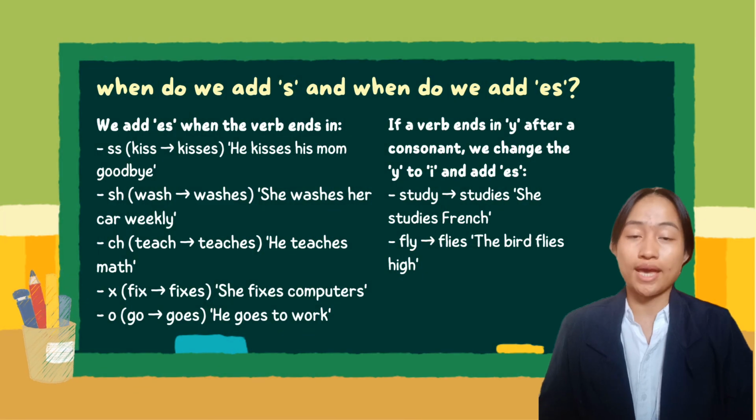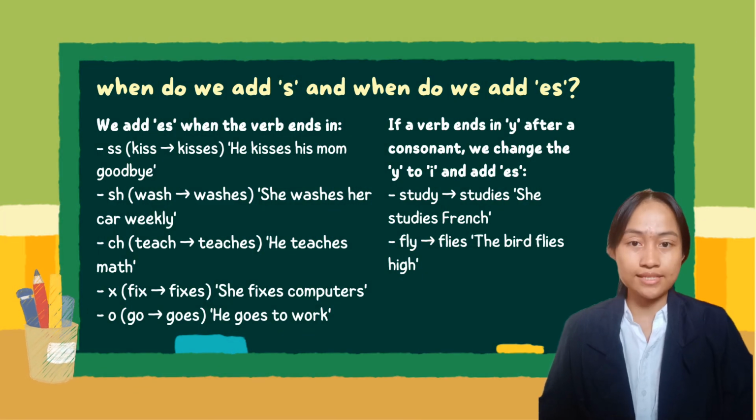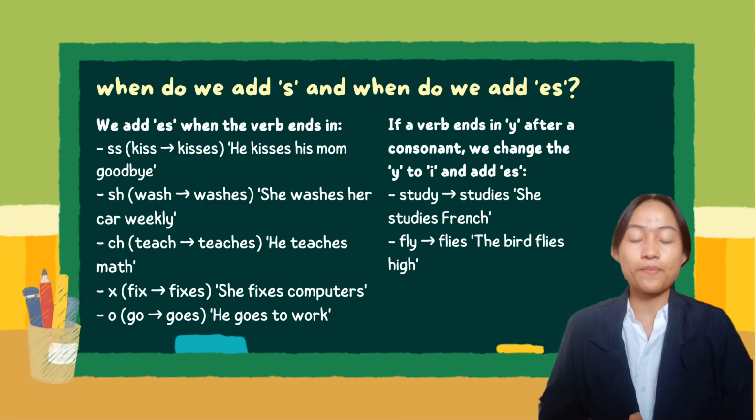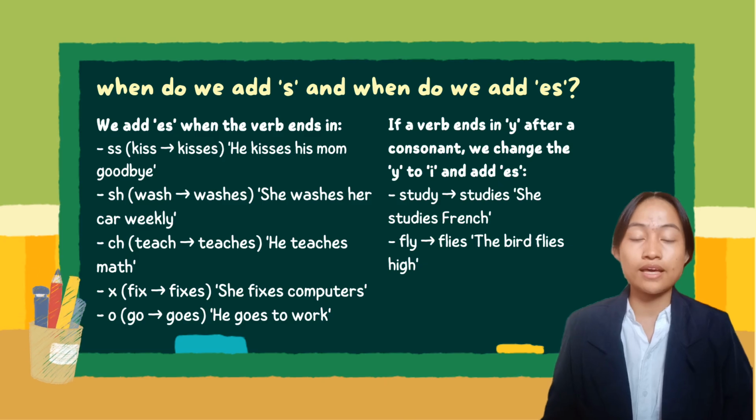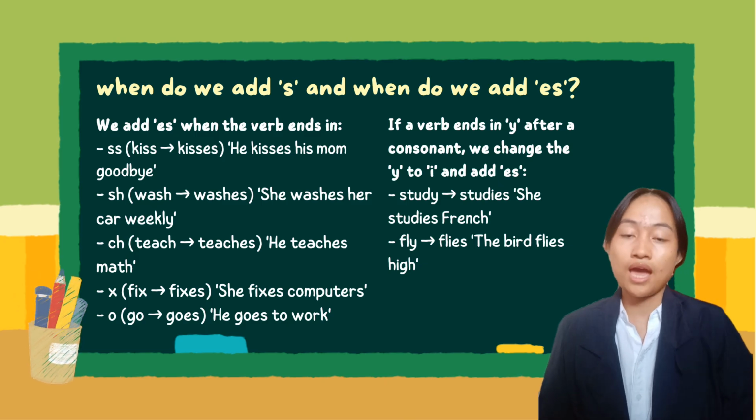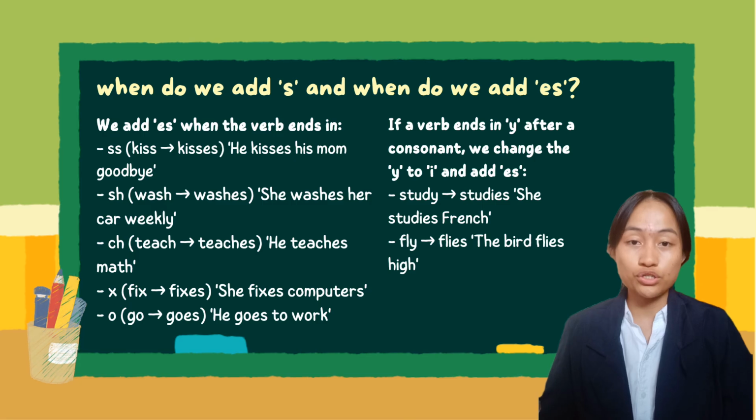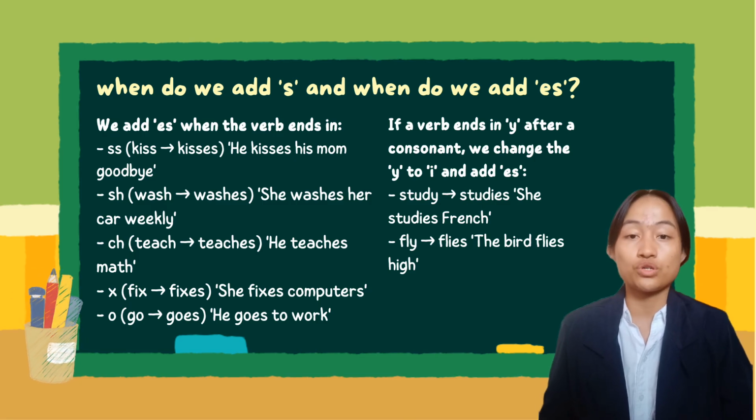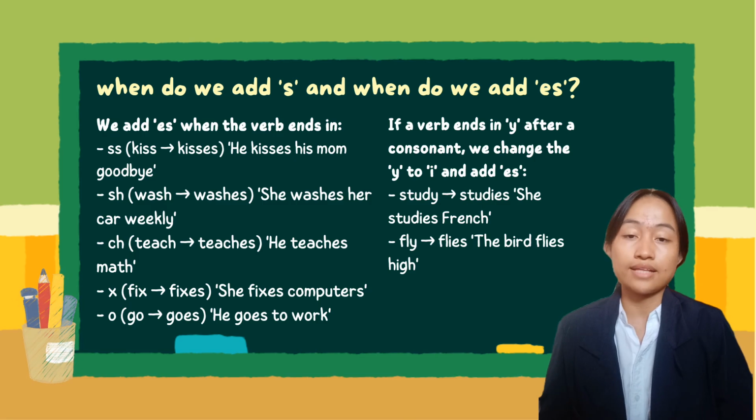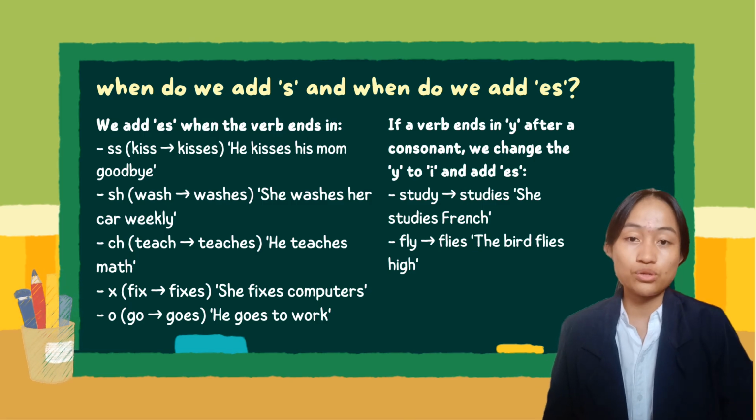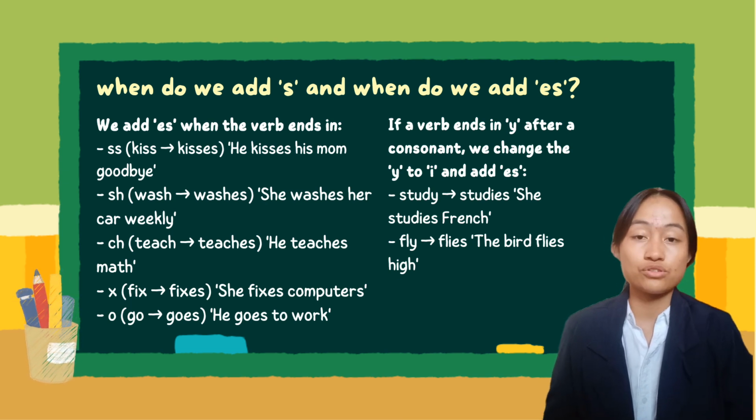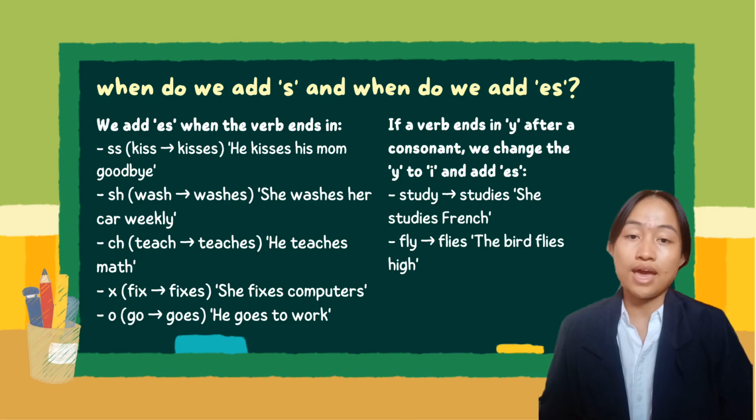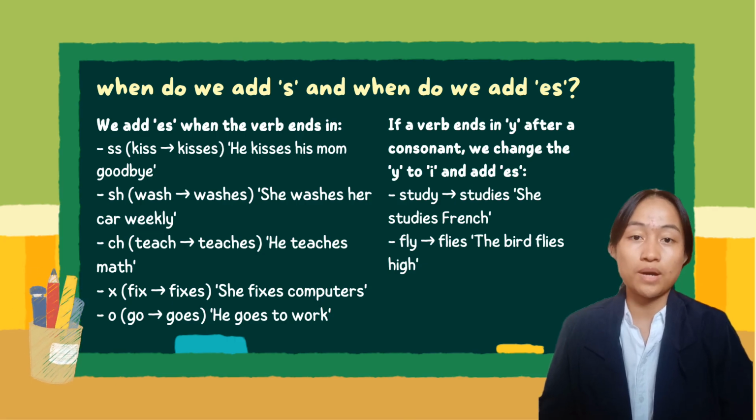But when do we add s and when do we add es? We add es when the verb ends in ss. For example, kiss becomes kisses. He kisses his mom goodbye. Ends in sh. Wash becomes washes. She washes her car weekly. Ends in ch. Teach becomes teaches. He teaches math. Ends in x. Fix becomes fixes. She fixes computers. Ends in o. Go becomes goes.